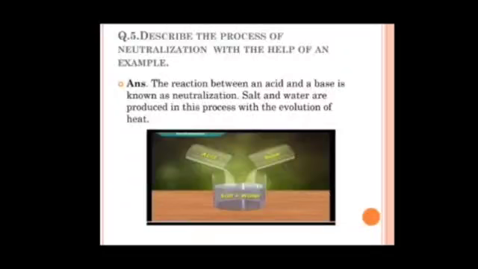So we can say in a neutralization reaction, a new substance is formed. This is called salt, and salt may be acidic, basic or neutral in nature. So how can we define neutralization? The reaction between an acid and a base is known as neutralization. Remember, the reaction between an acid and a base is known as neutralization. Salt and water are formed in this process with the evolution of heat. So in many ways you can give examples.